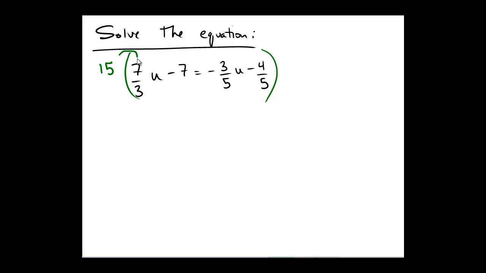So if we do so, multiplying 15 first on the first piece, the 7/3 u, would yield 15 divided by 3 is 5, times 7 is 35. So we get a 35u. Next term would be 7 times 15 straight up. That's 105. The next piece would be 15 divided by 5, being 3, multiplied by 3 is 9. And finally, the last piece would be 15 divided by 5 is 3, times 4 is 12.